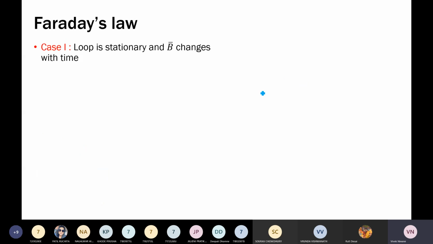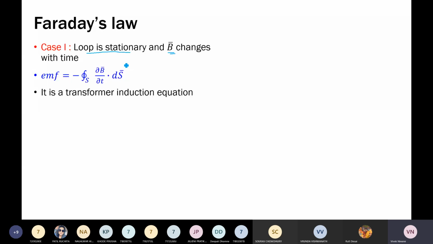Now moving on to the next, case one, where the loop is stationary and B bar changes with respect to time. So we can say that the EMF produced inside the loop will follow this equation: minus closed surface integration of ∂B bar by ∂t dot dS bar. It is the transformer induction equation, as we just said. This is also called the Maxwell equation, which was derived from Faraday's law. Faraday did not talk about the magnetic flux density or the differential surface area. All those mathematical adjustments were done by Maxwell.